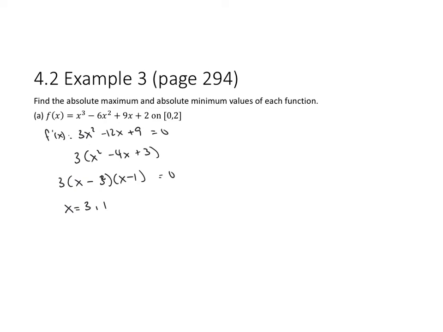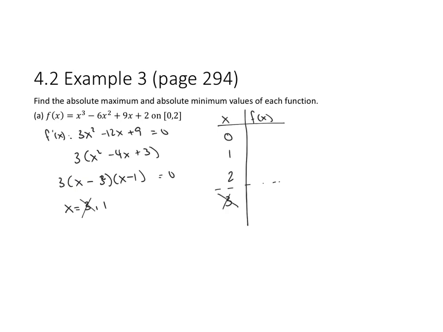Now to find our absolute minimum and absolute maximum, we're going to make an xy table. We always put them in order. So 0, 1, 2. And see how 3 is outside? It's outside of our closed interval, so we're not even going to use it. We're throwing 3 away.